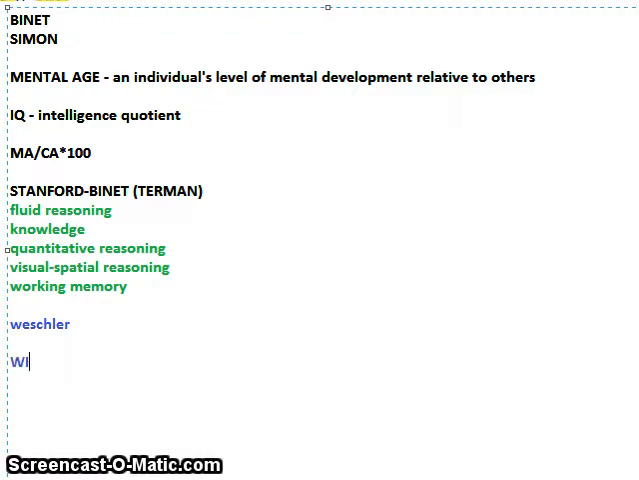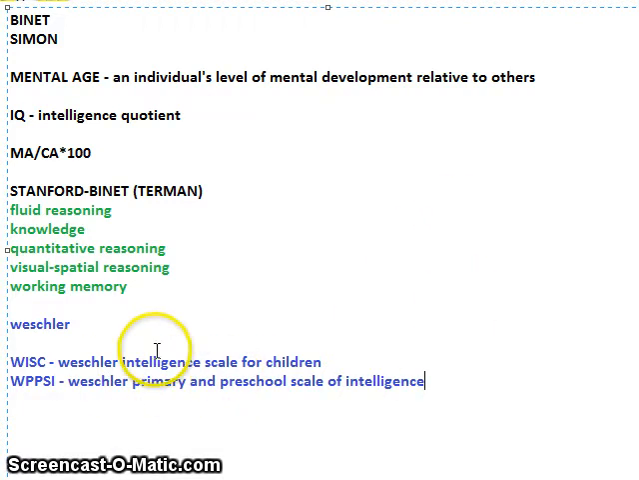So for example, he has the WISC. This is what children are going to get. The WISC stands for Wechsler Intelligence Scale for Children. This would be about 6 to 16 would be the age range for that. Now, if you are younger than 6, you will have the WIPSI. The WIPSI stands for the Wechsler Primary and Preschool Scale of Intelligence. This would be Wechsler's test for people under 6 years of age. And preschool and primary might be switched, but you do not need to memorize that.